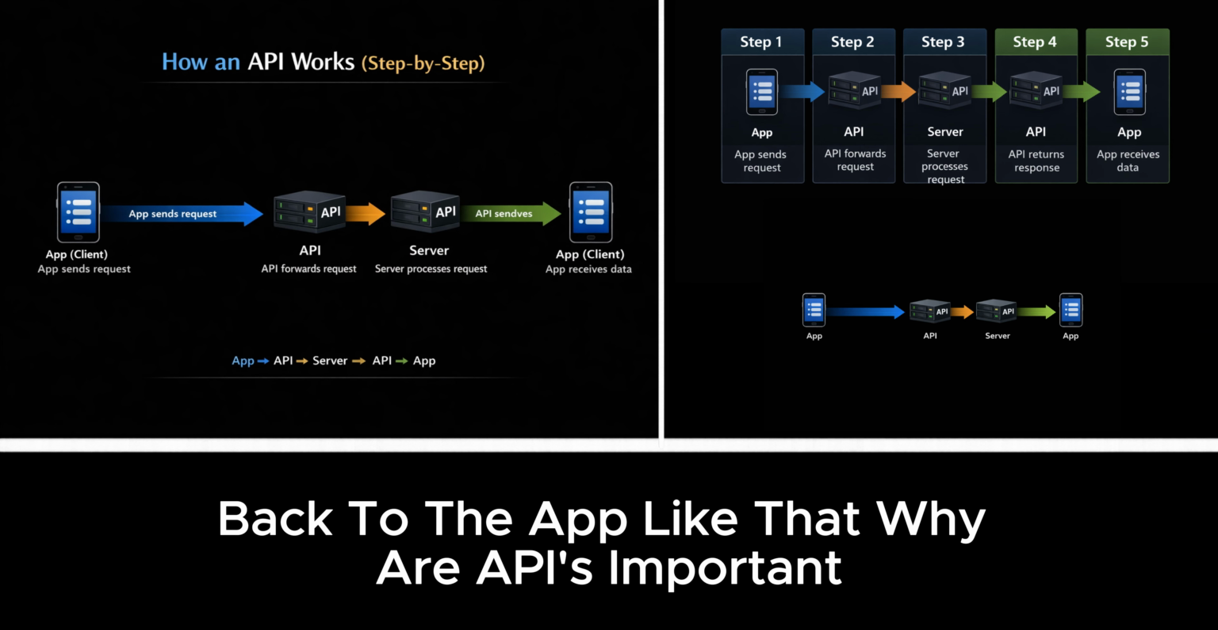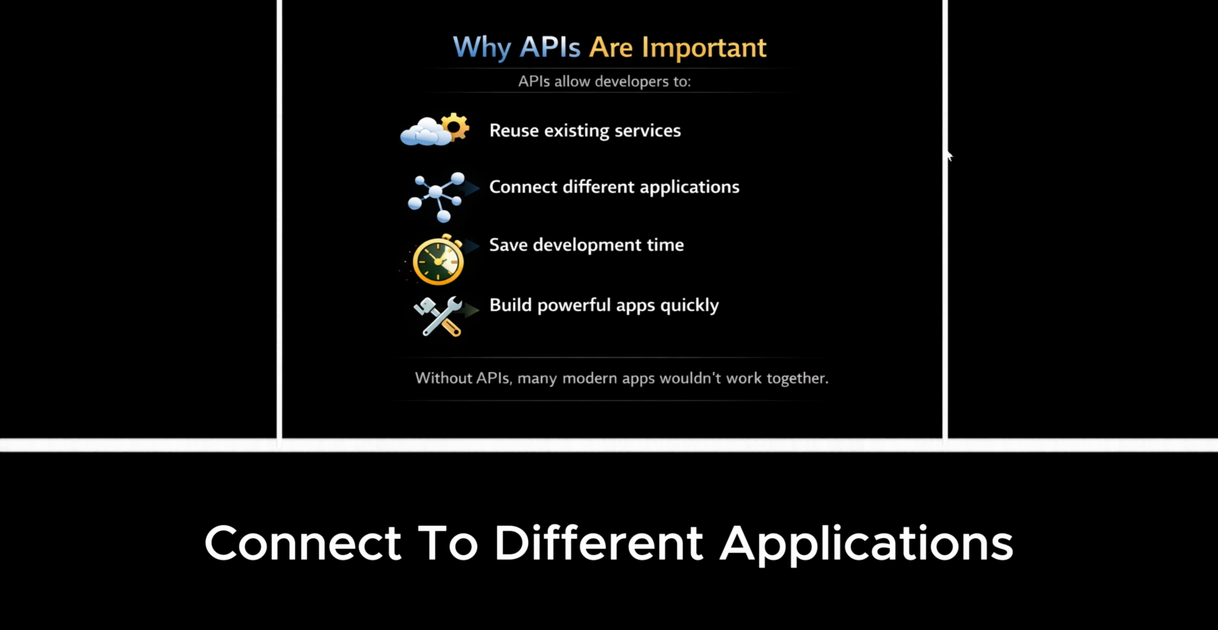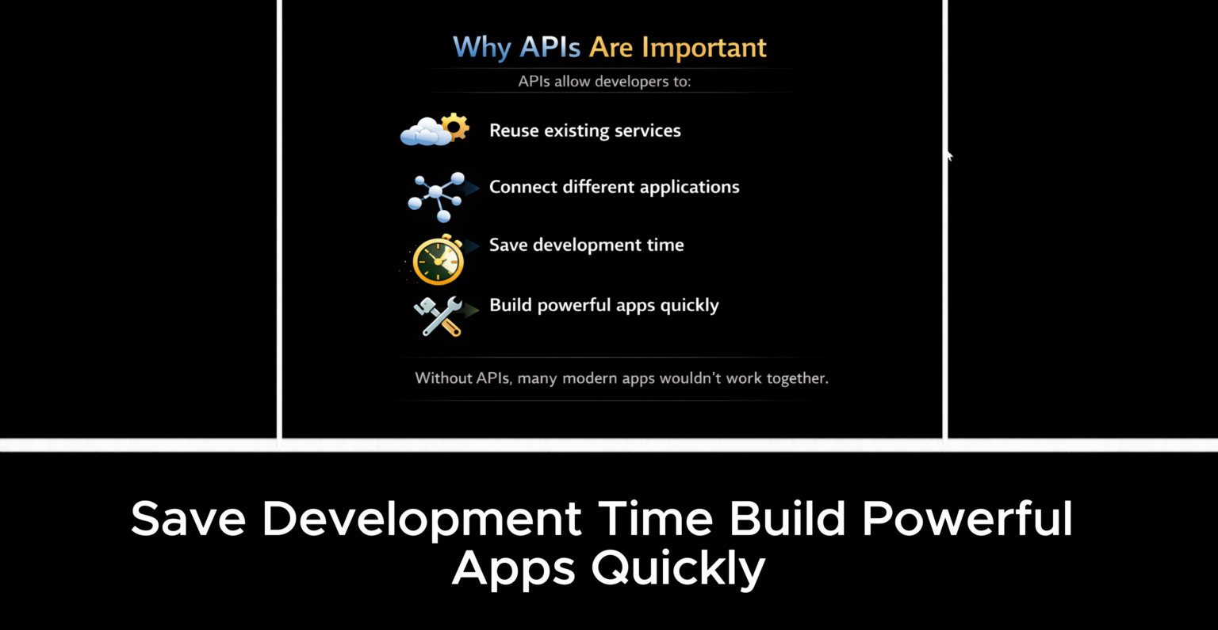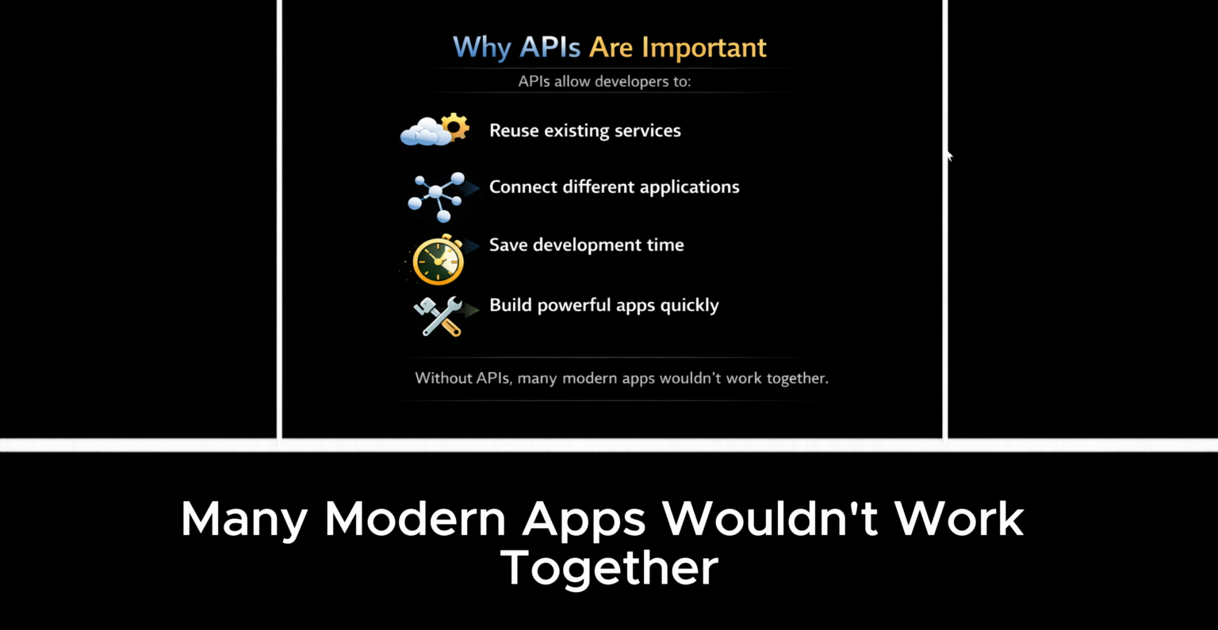Why are APIs important? APIs allow developers to reuse existing services, connect different applications, save development time, and build powerful apps quickly. Not only apps, web applications also. Without APIs, many modern apps wouldn't work together.